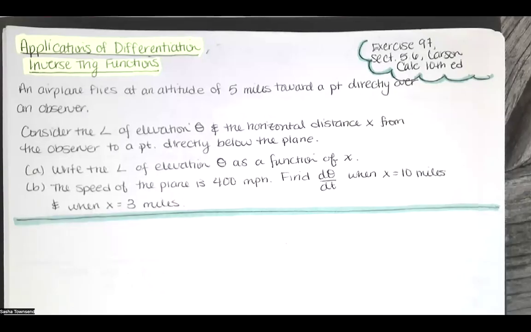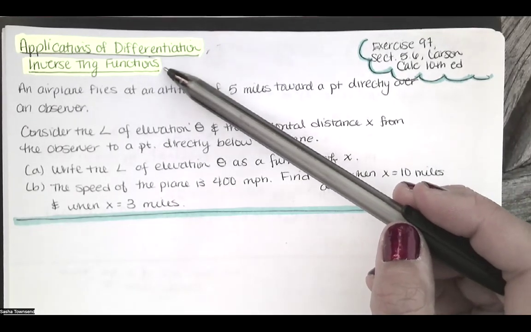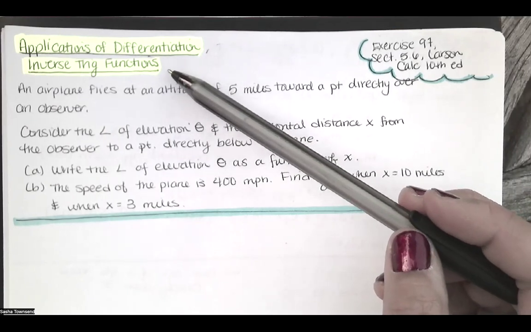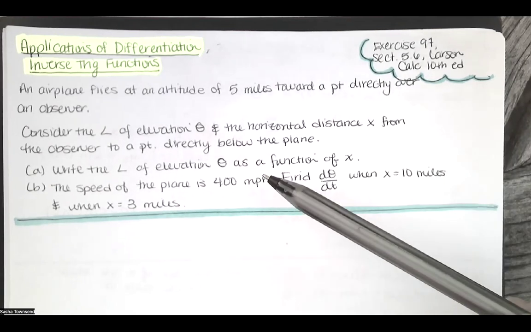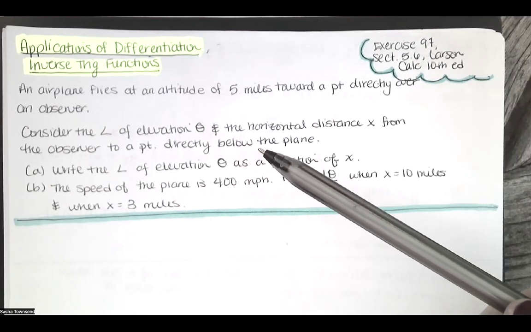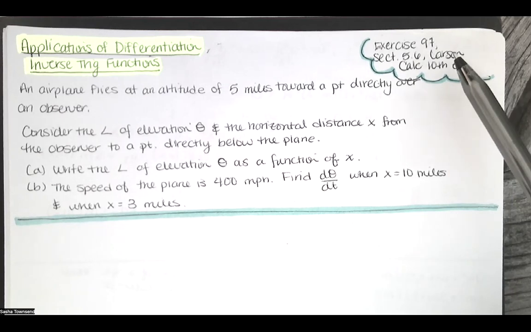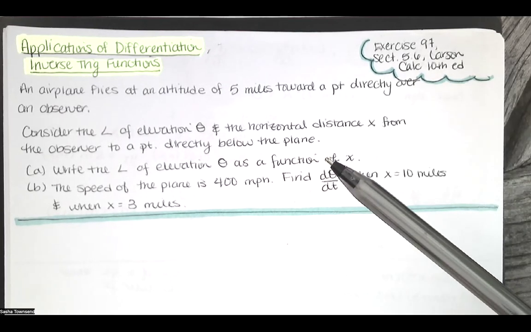In this video, we continue our study of inverse trig functions. We're just doing some of the types of problems that we did in units 1 through 4, but we're applying them specifically to inverse trig functions. This problem can be solved as a related rates problem, or it can be solved in terms of a derivative of an inverse trig function. And this is exercise 97 from section 5.6 of the Larson Calculus text, 10th edition.